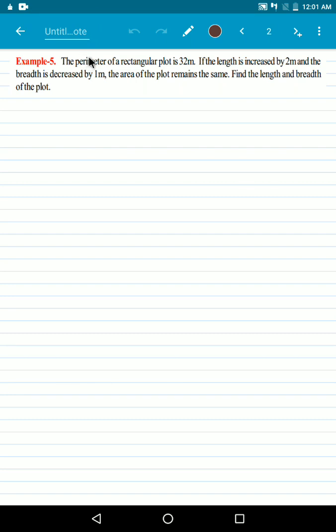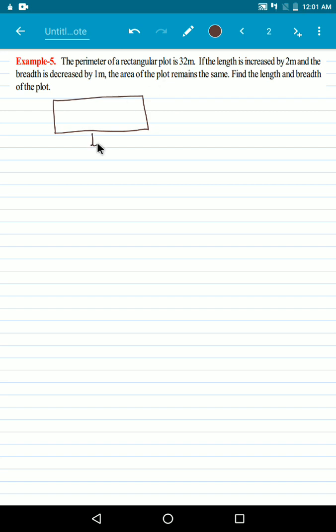Hello students, in this video we will solve this problem. The perimeter of a rectangular plot is 32 meters. So we have a rectangular plot. Let this be our rectangular plot and its perimeter is 32 meters.